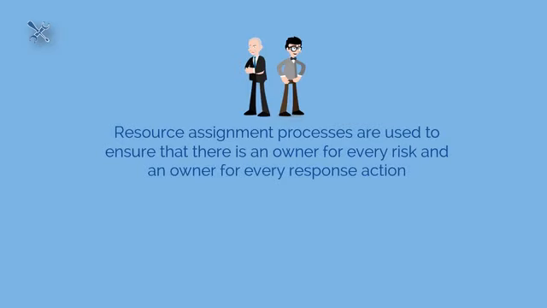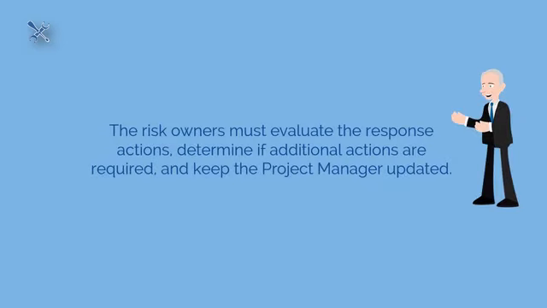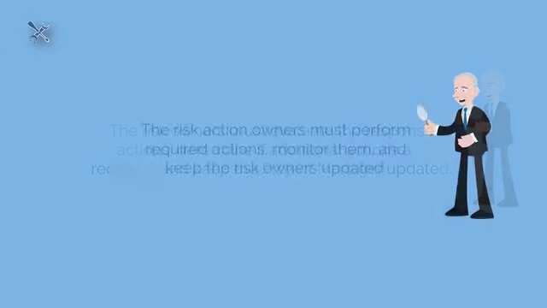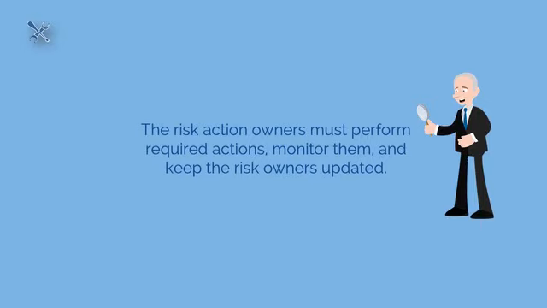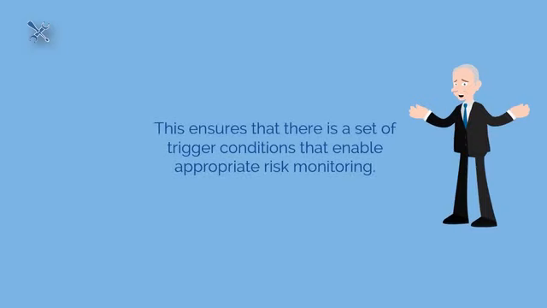Resource assignment processes are used to ensure that there is an owner for every risk and an owner for every response action. The risk owners must evaluate the response actions, determine if additional actions are required, and keep the project manager updated. The risk action owners must perform required actions, monitor them, and keep the risk owners updated. This ensures that there's a set of trigger conditions that enable appropriate risk monitoring.